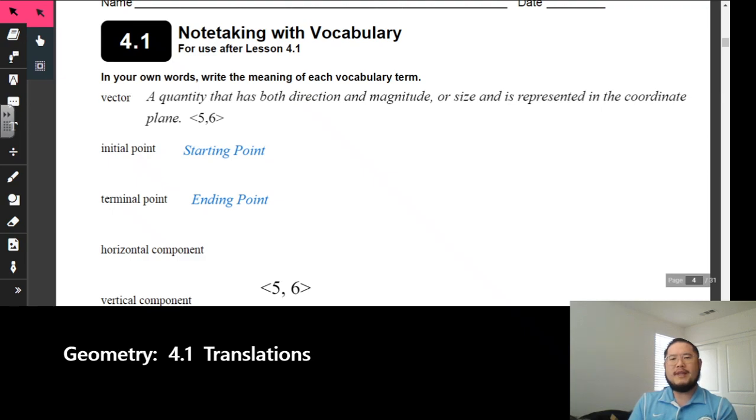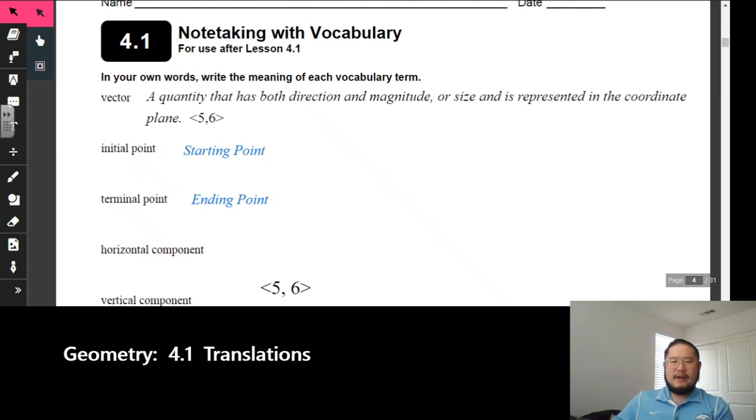You're going to hear me talk about the initial point. That is the starting point. That is where the point is beginning, and the terminal point is where it is going to end. So you're going to have 2 points. You're going to have the initial, which is the starting point, and the terminal point, which is the ending. Hopefully it makes sense. Initial is start, terminal is end.